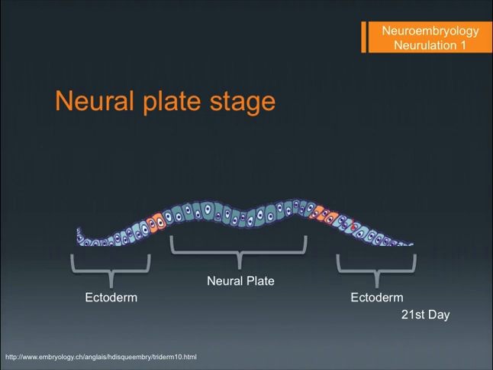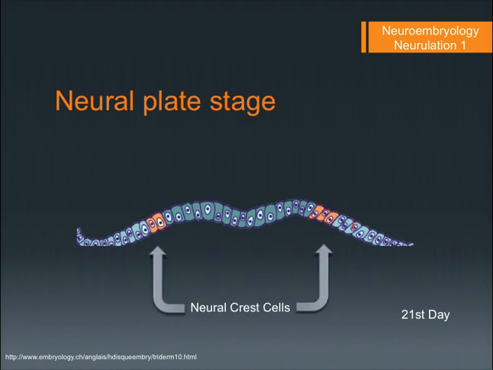So now what we've got here is all ectoderm on the lateral aspects, and in the middle we've got some differentiated cells, which are now called the neural plate. The notochord was lying just underneath them, and that was the structure that signalled to them to start this process.